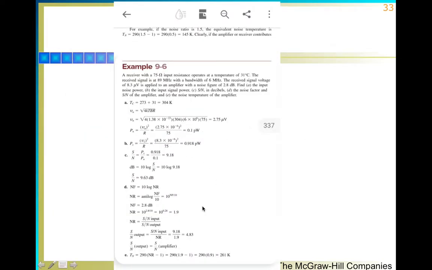And then we have another numerical in which we calculate the noise voltage, the noise power, and then the signal to noise ratio, the noise figure, the noise ratio, and then the noise temperature. The formulas for these numericals are given in the book. From there you can get help, and we can also discuss those in our lecture.